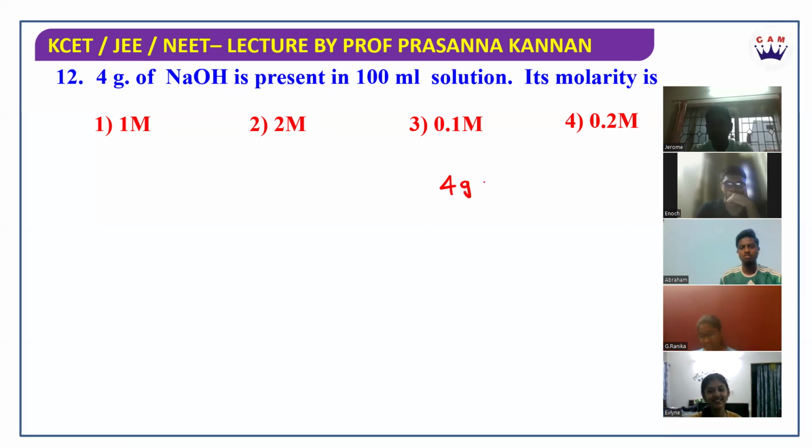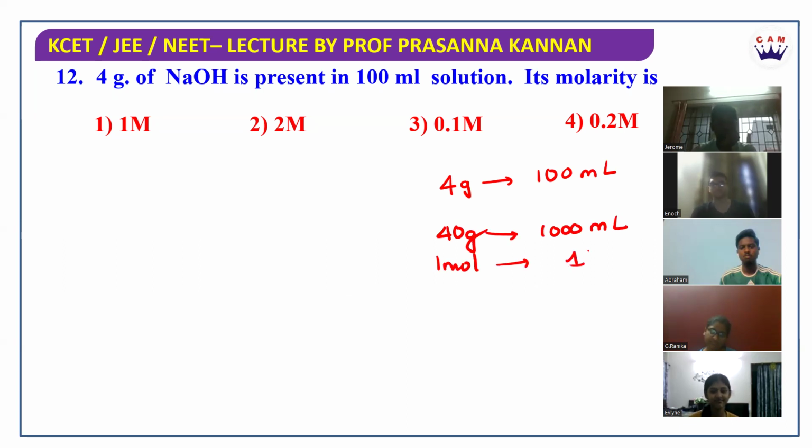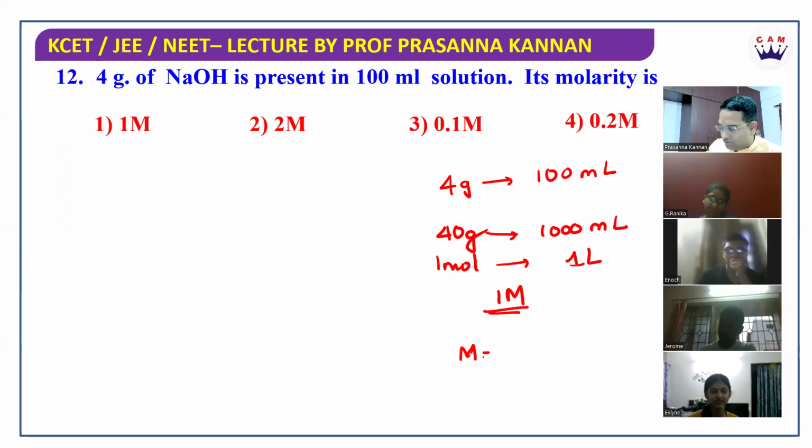So there are 2 ways of doing it. 4 grams is present in 100 ml. So how much will be present in 1000 ml? 40 gram. 40 gram is 1 mole. So 1 mole is present in 1 liter. Therefore, the molarity is 1 molar. Or even if you use the formula, molarity is equal to number of moles by volume. Number of moles is 4 by 40. Volume is 100 ml, so you have to multiply by 1000 in your numerator. So this is 10, 1000 cancels, 1 molar.